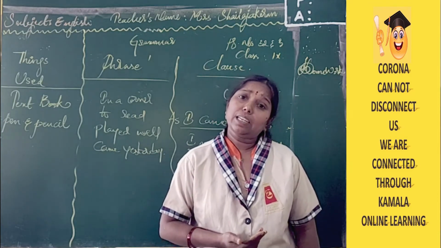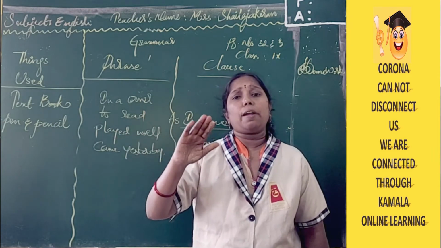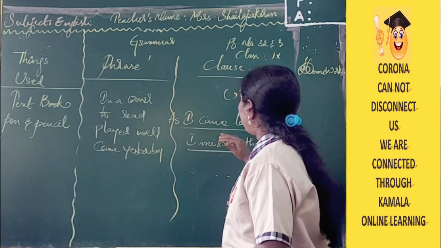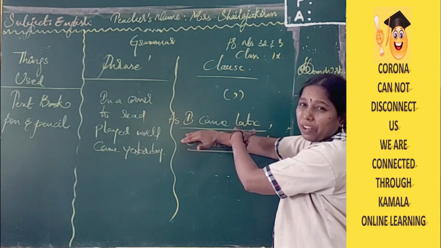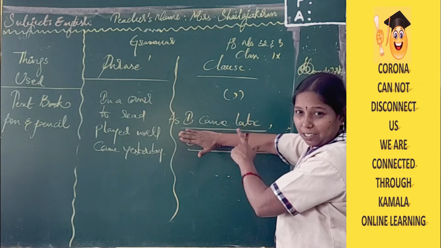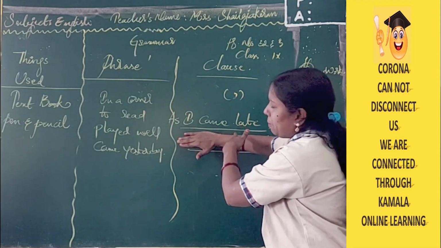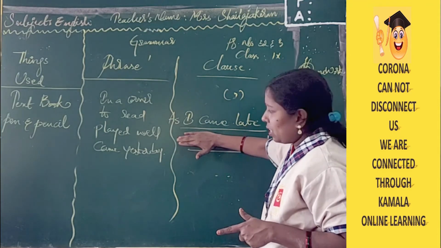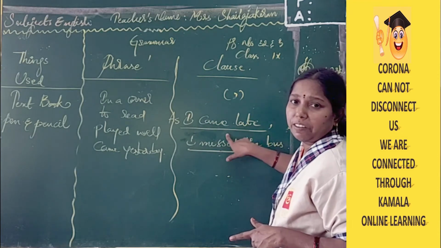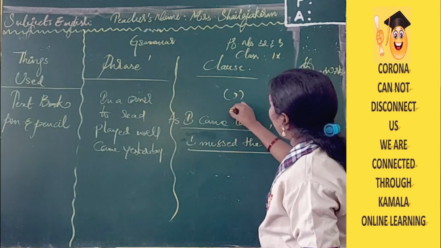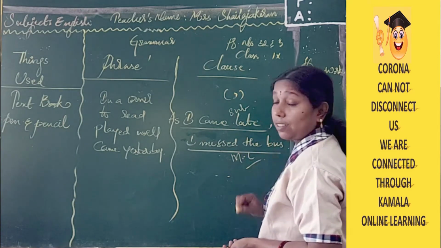Main class means it will give a complete meaning and it will not depend on the other sentence. Now you see here, as I came late. If I don't write this, is there any meaning for this? If I stop here, will it become a complete sentence? No, because this is depending on this. If it is not there, there will be no meaning for this. So this is subordinate class, and this is main class.